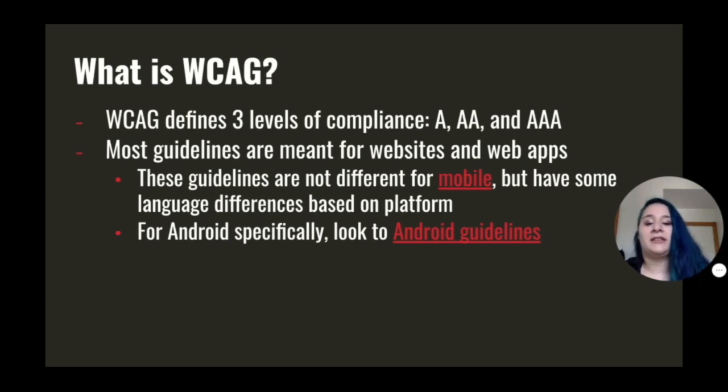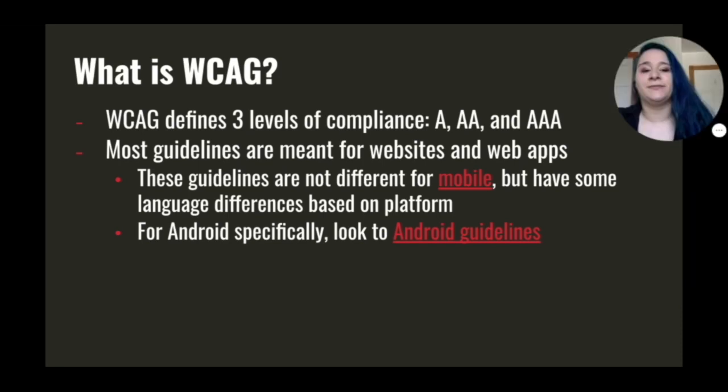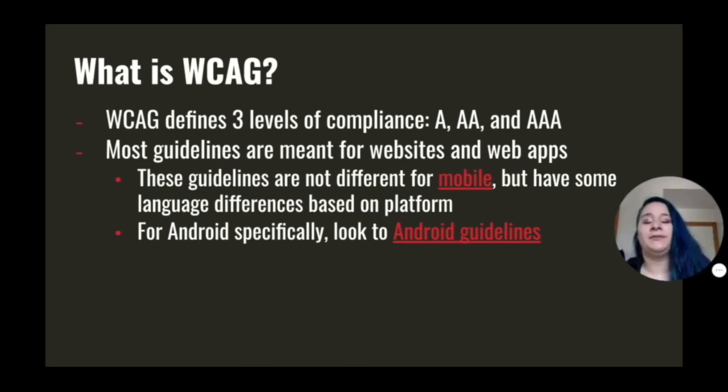In a lot of cases, it may become impossible to completely meet AAA compliance due to the strictness, but it is something to strive for. The higher level you meet, the more users you'll benefit. To be A or AA compliant, you must meet all criteria for that level. Most guidelines are meant for websites and web apps, but these guidelines are not different for mobile, but have some language differences based on platform. For Android specifically, look toward Android guidelines on how to meet the guidelines and what they look like.